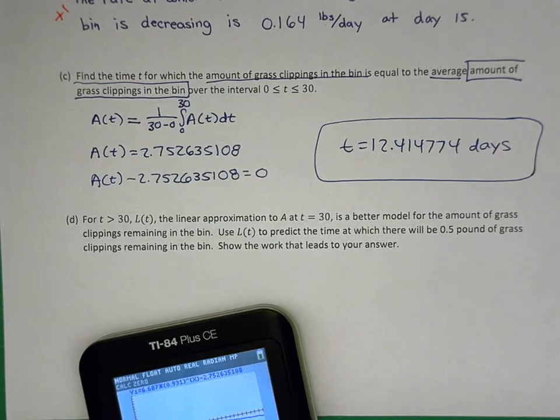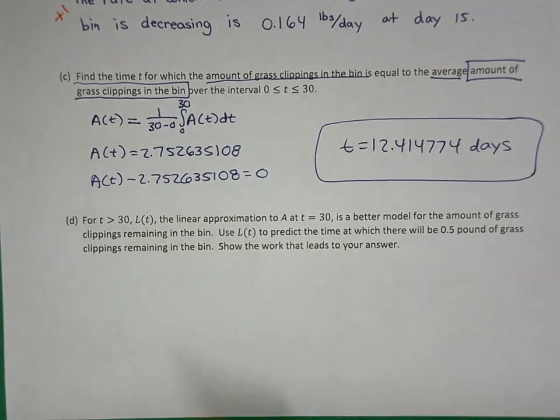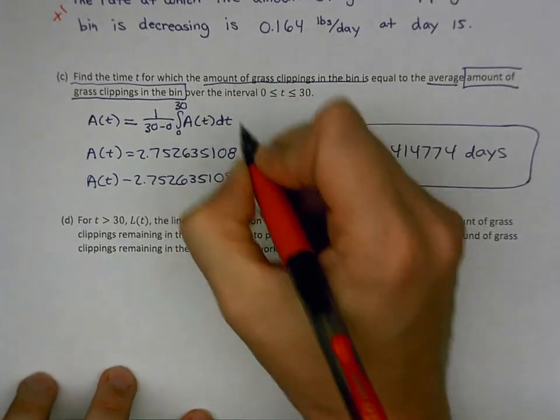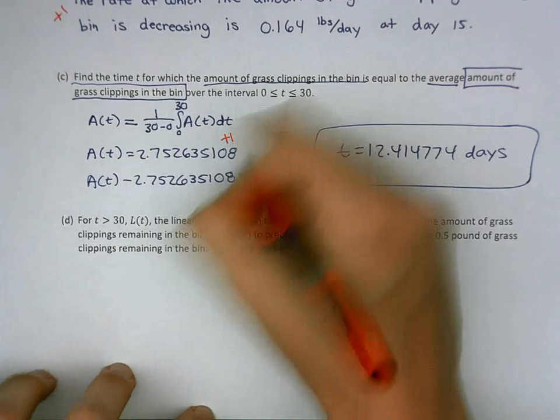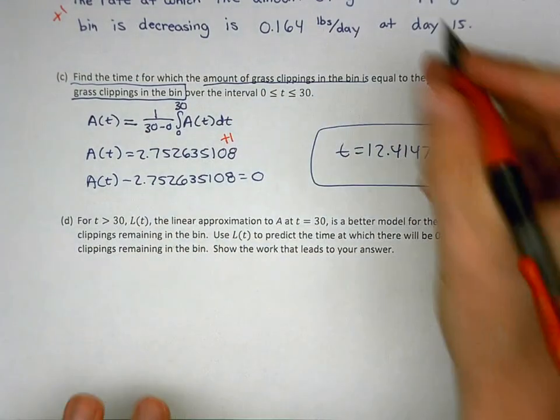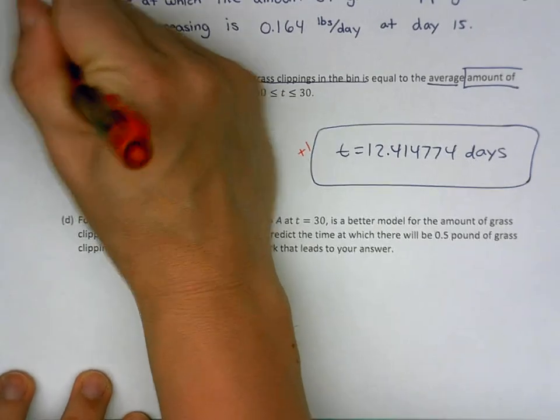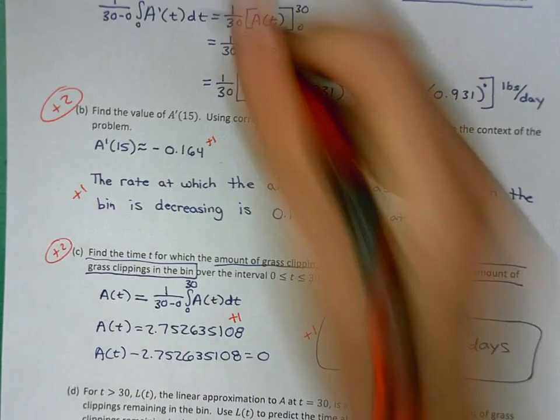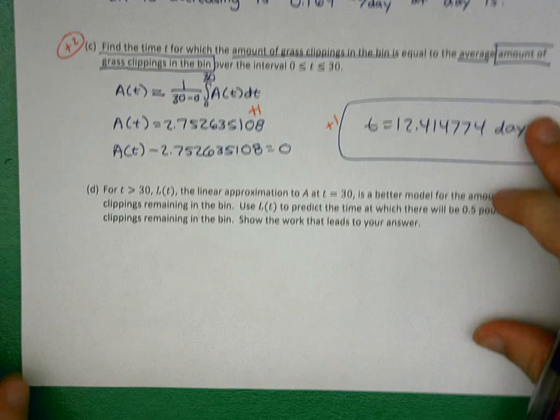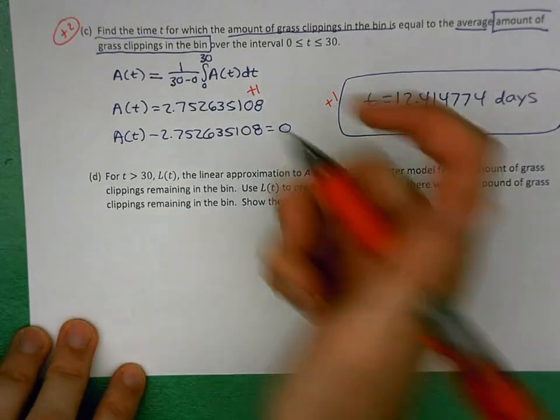Okay, and so then this particular year, 2014, they got 1 point for doing just the integral piece, the average piece, and 1 point for their answer. And then this last part was worth 4 points.